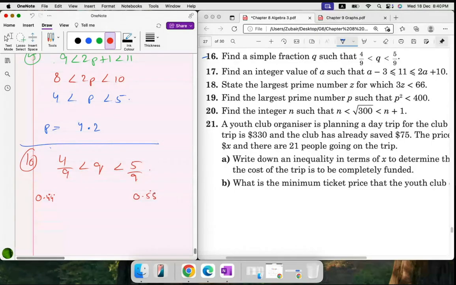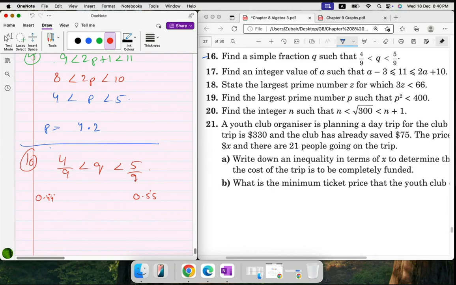Doesn't matter, any number should be between these two. The first one is all 0.4444, the second one is all 0.5.